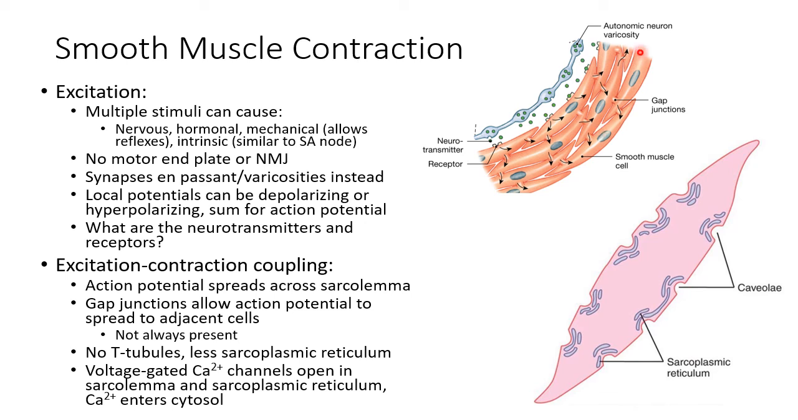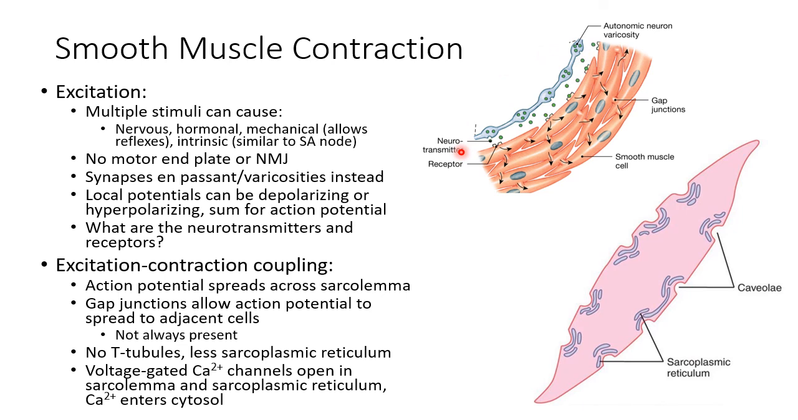So here's kind of an example of some smooth muscle. These cells are connected to each other by gap junctions, and then you have an axon passing by, and the axon has little bulges on it called varicosities. So you notice this axon is not actually contacting the smooth muscle at something like a synapse. So there is no neuromuscular junction between smooth muscle and a motor neuron. In this case, this would actually be a postganglionic neuron.